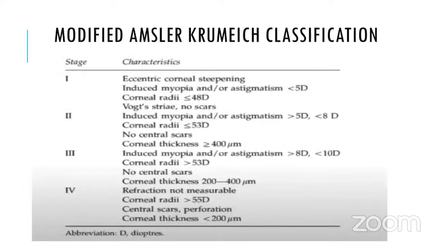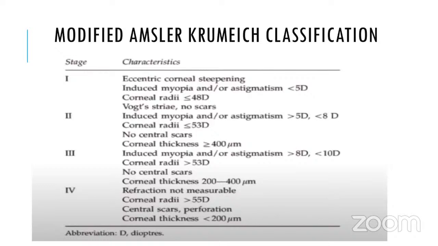Then coming to the modified Amsler-Krumeich classification, where stage 1 of keratoconus is characterized by eccentric corneal steepening, and induced myopia and/or astigmatism of less than 5 diopters. Corneal radii are less than 48 diopters, and Vogt striae can be seen, and there is no scarring. Stage 2 is where induced myopia and/or astigmatism is more than 5 diopters but less than 8 diopters. Corneal radii are less than 53 diopters, and no central scarring is seen. Corneal thickness is more than 400 micrometers.